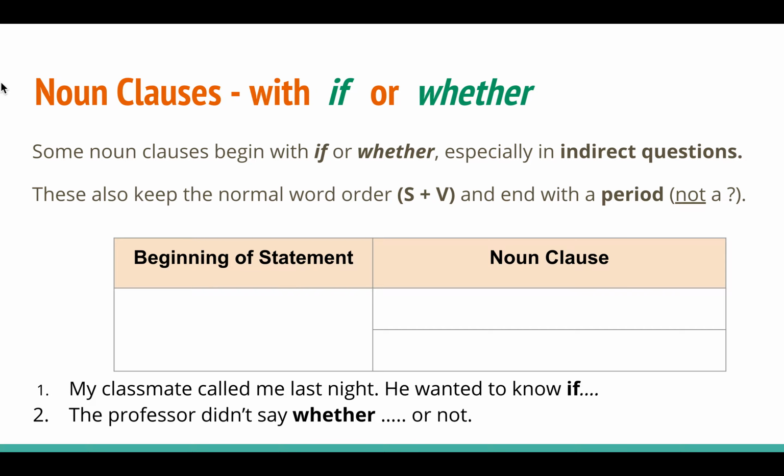But keep in mind that they also, just like all the other noun clauses that we've looked at so far, use the normal word order. So after if or whether, we're going to use subject and then verb.